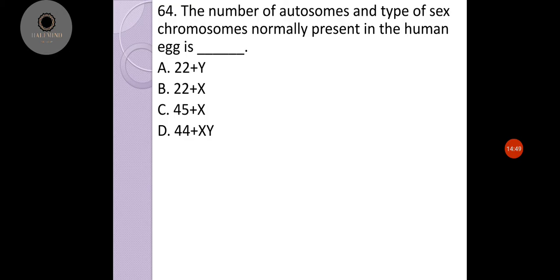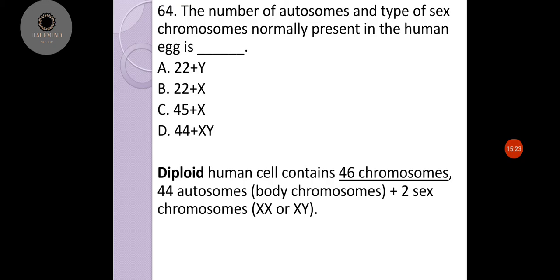Now again, the normal number of chromosomes in a body cell is 46 chromosomes. 44 of that are autosomes, and the remaining 2 are sex chromosomes. So, ang question natin, ilan daw yung chromosomes normally present in the human egg? Okay? So, remember, a diploid human cell contains 46 chromosomes. 44 of that are autosomes, and 2 are sex chromosomes.